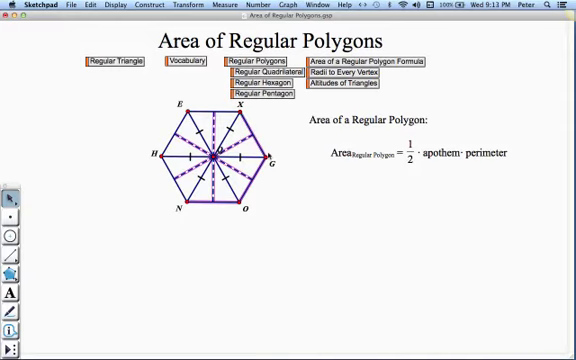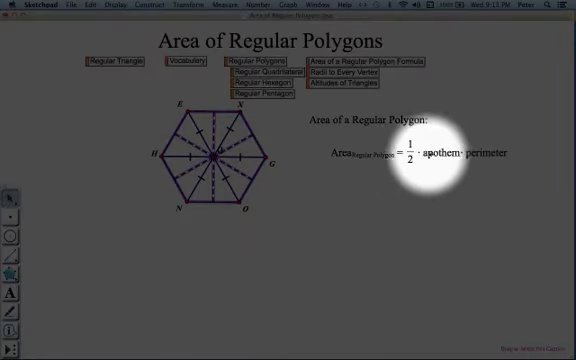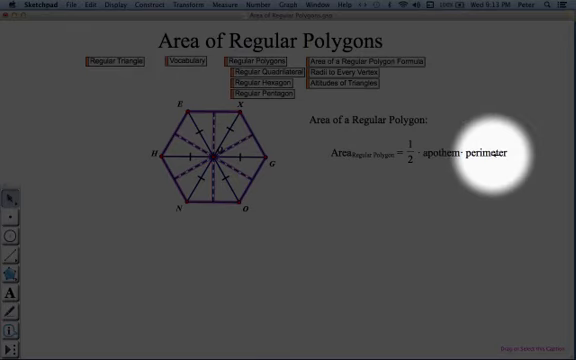And what you'll notice is I can factor out of that a 1/2 and the measure of the apothem. So that's how I get the 1/2 the apothem. And what I would be left with was the sum of all the bases. And all of these bases are going to make up the perimeter of the polygon. So that's what gives us the formula for the area of a regular polygon.